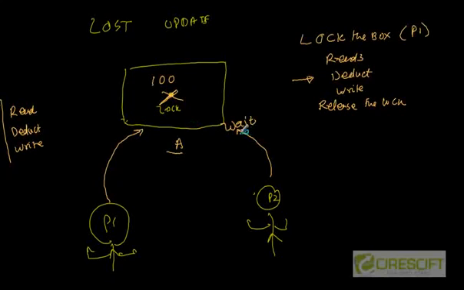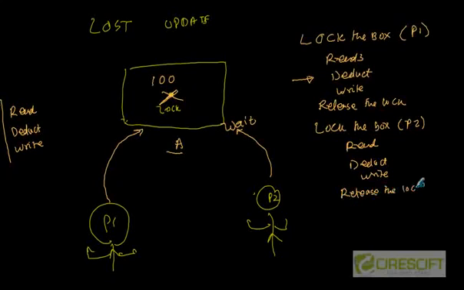So P2, who is waiting, says, well, I can enter now. Then P2 is going to lock the box. This is done by P2. Then P2 is going to read, deduct, write, and once it's finished, he is going to release the lock. So if this is the case, let's see how that same thing happens.